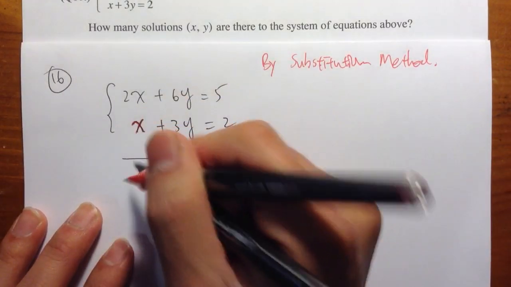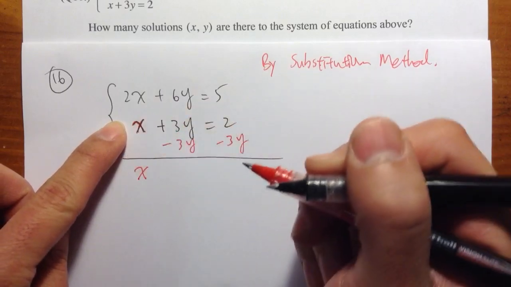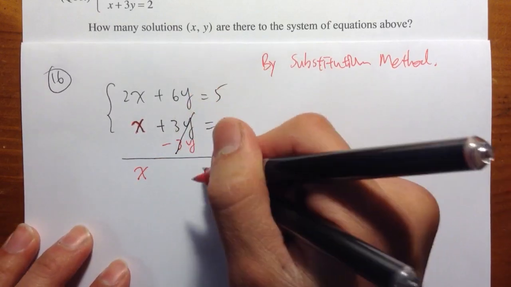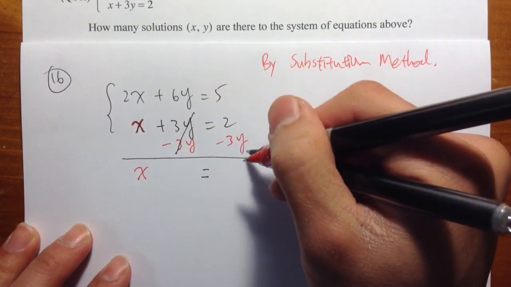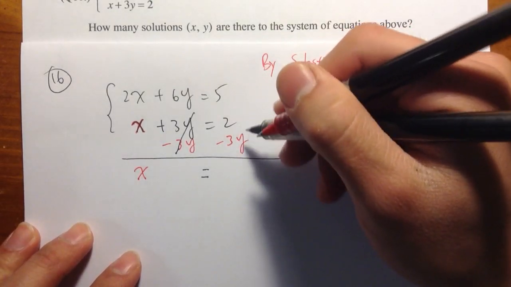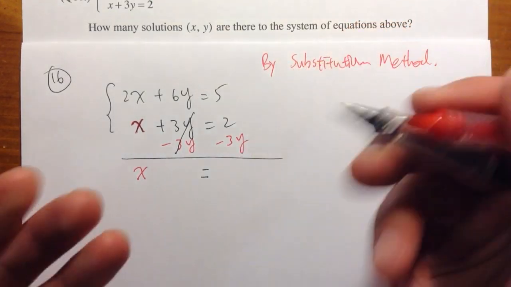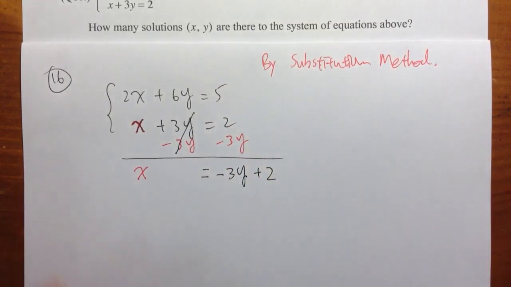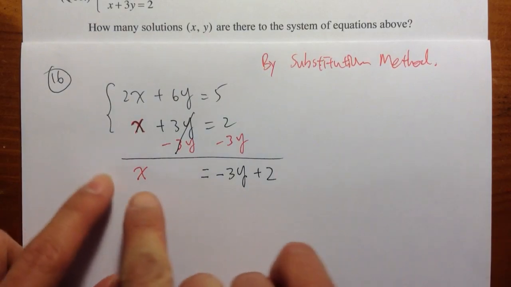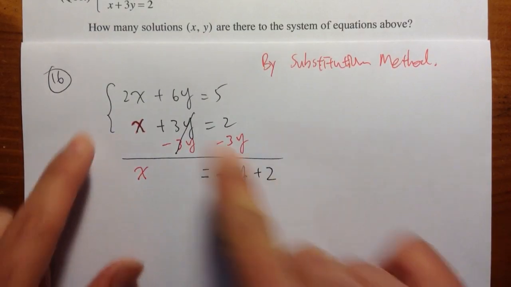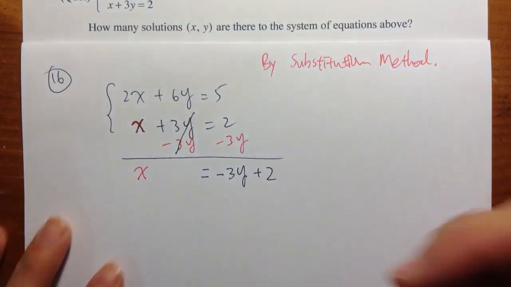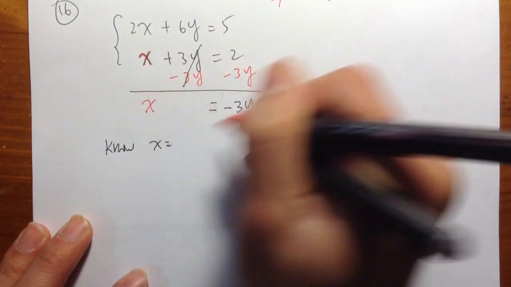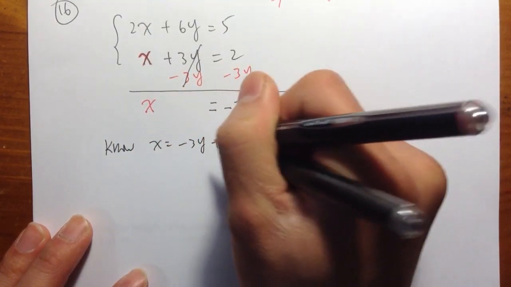I will have this x in red. 3y minus 3y is 0, and that's equal to 2 minus 3y. They are different terms, not like terms, so let me write the negative 3y first, and plus the 2. So now we know that x is equal to negative 3y plus 2, and 2x plus 6y is equal to 5.